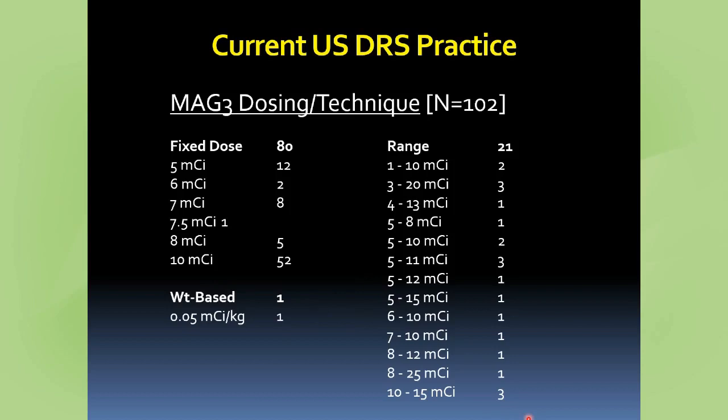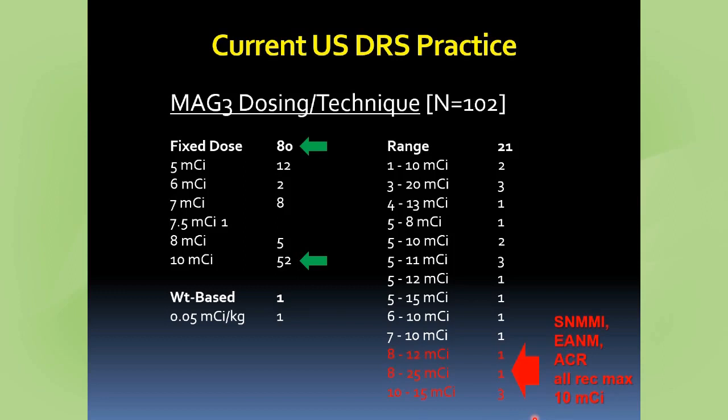So how are we dosing? Well, this is a busy slide, but it goes to show there's a lot of variation. There's variation between whether we're using fixed dose, ranges, or weight-based approaches. And within those subcategories, there's still a lot of variation. You can see here, fixed dose is by far the most common, about 80% of institutions using that. And when we look closer, you can see the 10 millicurie dose is by far the most common among all institutions. So fixed dose is more common than range or weight-based approach. And within the fixed dose category, 10 millicuries is by far the most prevalent dose amount used.